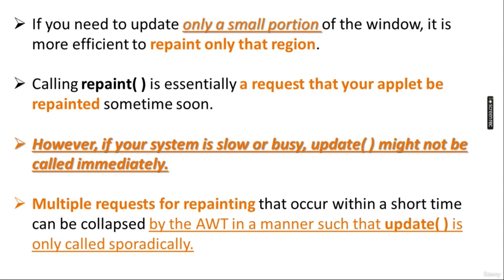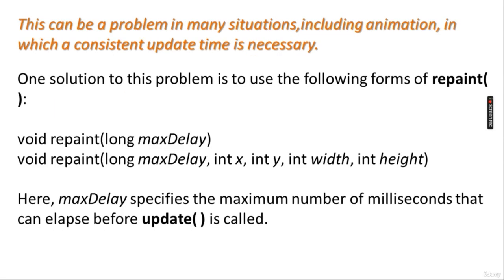So if you are again and again requesting repainting, all the requests will be collapsed or averaged, and AWT will show you that update is called only once. Sometimes this can be a problem, including animation in which consistent update time is necessary. One solution to this problem is repaint with the following structure.